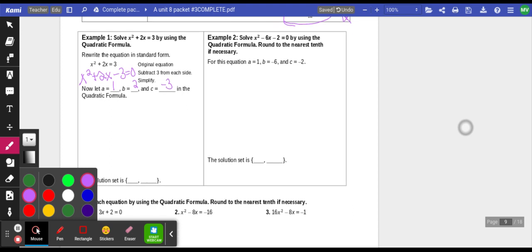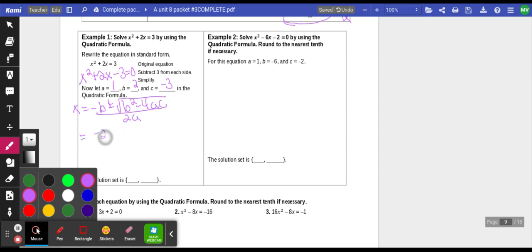So now I'm going to use the quadratic formula, which is x equals negative b plus or minus the square root of b squared minus 4ac all over 2a. So I substitute my values in. So it's negative 2 plus or minus square root 2 squared minus 4 times 1 times negative 3 over 2 times 1.